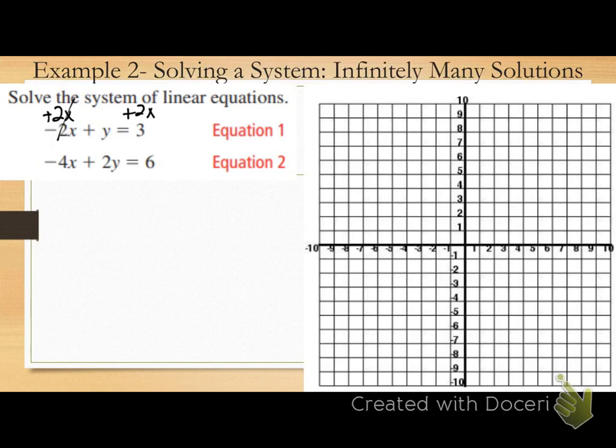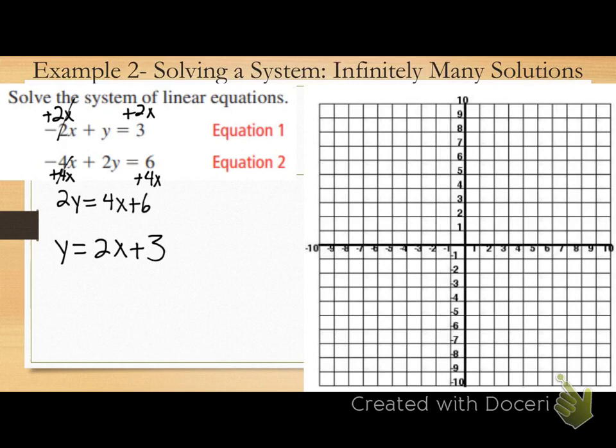Can I combine that 2x and 3? There it is, not in standard form, in slope-intercept form. Questions on that? Okay, bottom equation, equation 2. What's my first step to get y by itself? Add 4x to both sides. Once again, I can't combine the 4x and the 6.